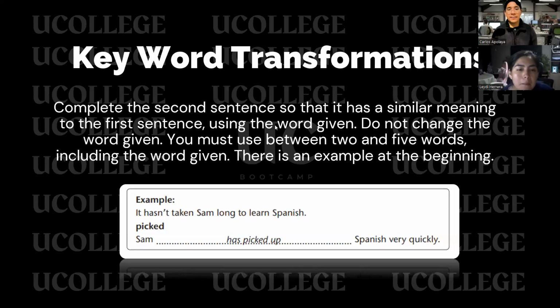Can you see my screen? Yeah. So now we're going to practice with keyword transformation. You might be wondering, Carlos, what is keyword transformation? Keyword transformation is paraphrasing. I made a mistake when I was speaking. Did you realize?